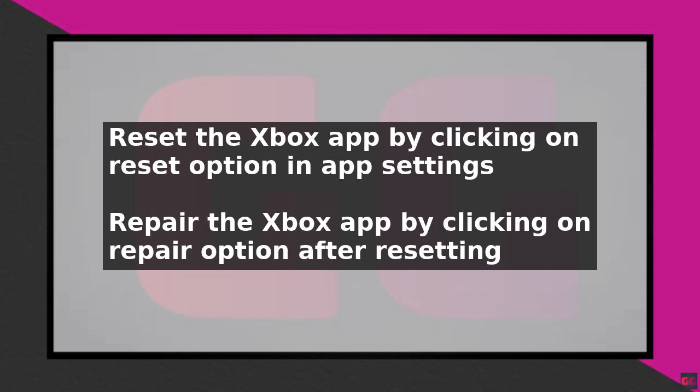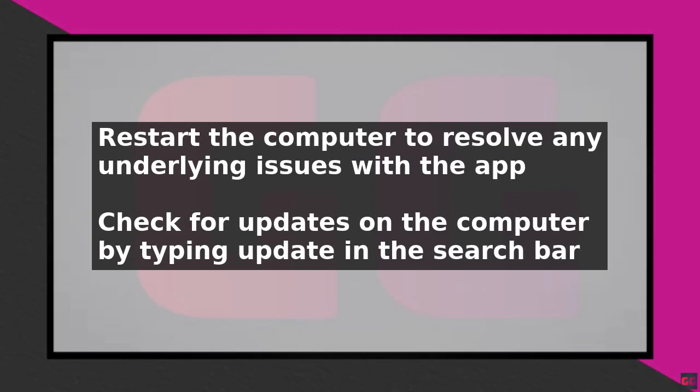After updating the app, or if it was already up to date, you can try resetting and repairing the app. To do this, search for the Xbox app in the Windows search bar again. Right-click on it, and select App Settings. In the Settings window, scroll down to the Reset and Repair options.